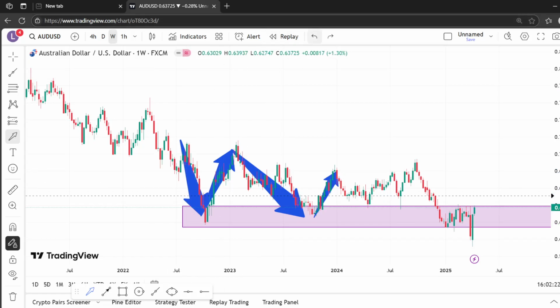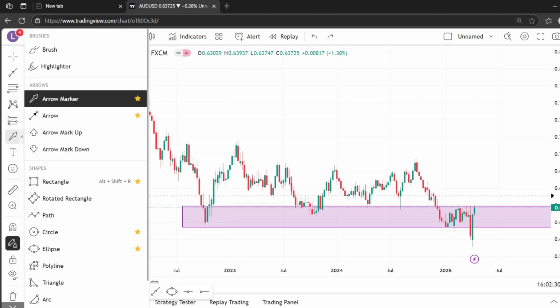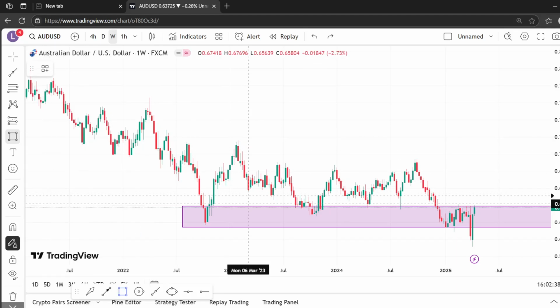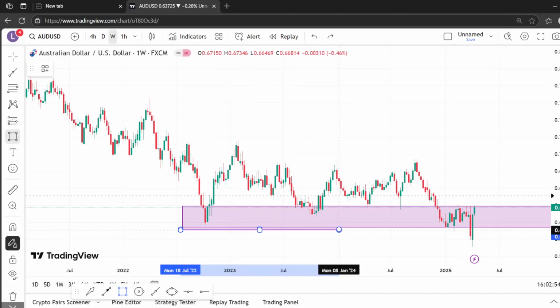The number three thing you do is grab your tool. You just open your drawing tool and get a box, the rectangle. Then you identify the low of the rejection, where the market came down and bounced up. So that low there is where you draw a straight line, and then you identify where the market came and dropped down.